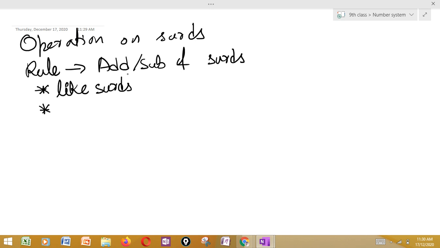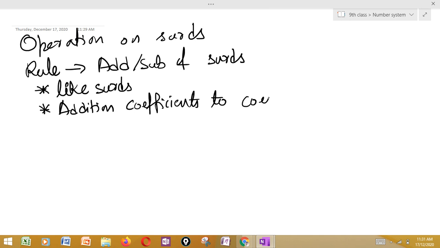So the first condition to add and subtract surds is that they should be like surds, and the second thing is where we have to add. Addition is done only for coefficient to coefficient.